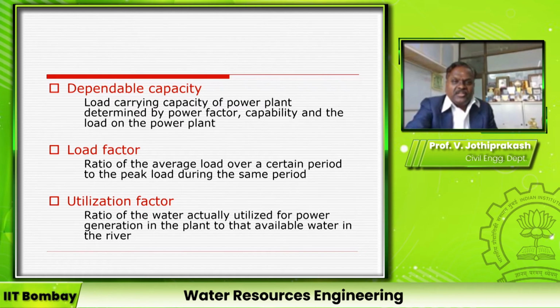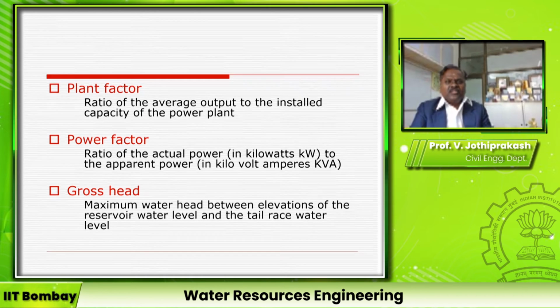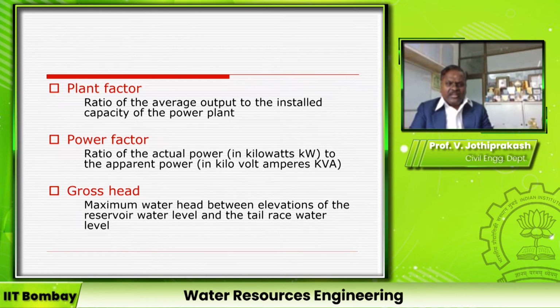100% to 80%, 30%. Plant factor is the ratio of average output to the installed capacity. Maximum is 1, that is 100%. That means if I have installed 5 generators and only one generator is working, then 20% is the plant factor. If all the 5 generators are working completely and producing all the installed capacity, then the plant factor is 100%. Then power factor is the ratio of actual power to the apparent power. How much power is produced and how much is the apparent power, that is design capacity.